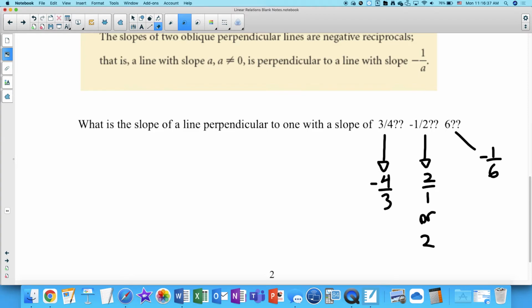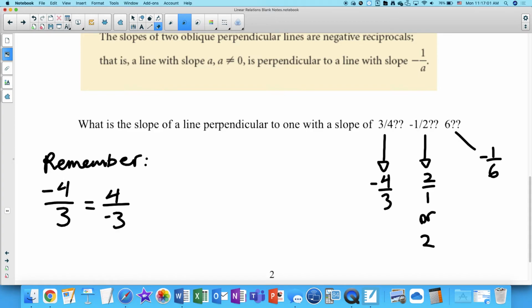Okay. The other thing that I want to mention, just a reminder around negative fractions, because a lot of slopes appear as negative fractions, is that remember that these three values are equal to one another. I'm going to use the example of negative 4 over 3. Negative 4 over 3 equals 4 over negative 3, which equals negative 4 over 3. Okay, so just keep that in mind. They all have the same value.